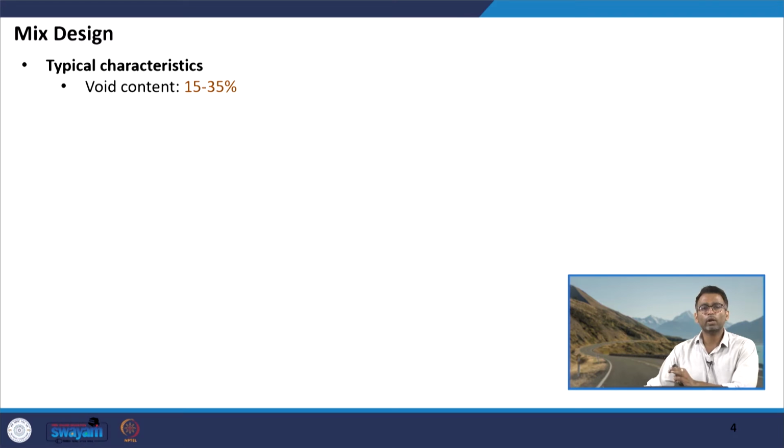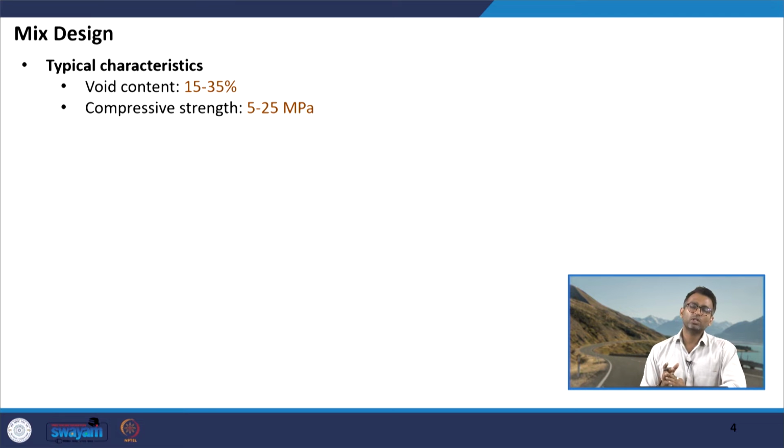Let us look at the typical characteristics of pervious concrete. As I mentioned, the void content is typically kept higher than 15%, so the range is from 15 to approximately 35%. The compressive strength of this concrete is lower in comparison to the conventional concrete which we have discussed, and the design of which we have also seen. The compressive strength of pervious concrete varies typically from 5 to 25 MPa, and the higher the strength we want to achieve, the permeability usually reduces. So, we have to balance between the desired strength and the desired permeability.